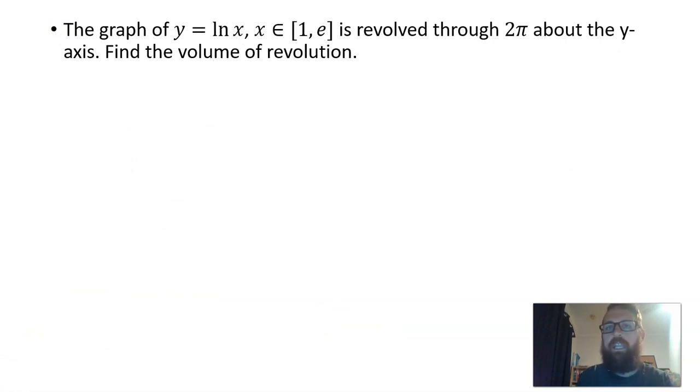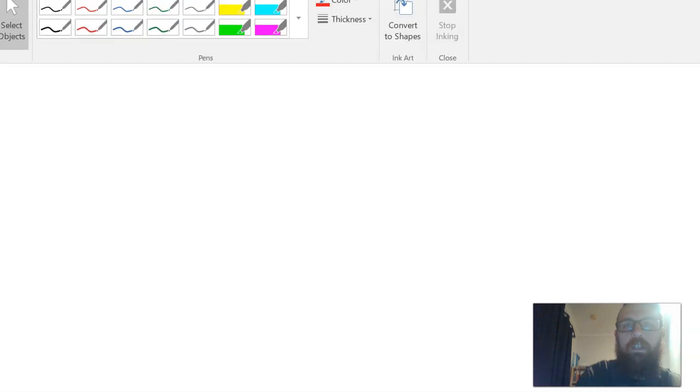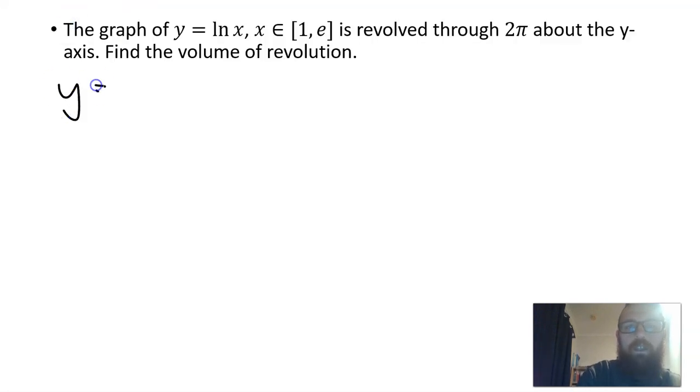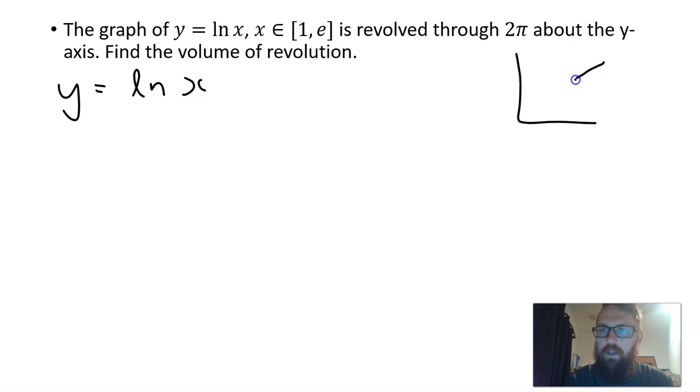The graph of y equals ln x on the bounds 1 to e is revolved through 2 pi, or 360 degrees, about the y-axis. Find the volume of revolution. So at the moment we've got y equals ln of x. The first thing we want to do is work out if that function is one-to-one. You can graph that, and it looks something like this. No matter where you put your line through, it always hits once, so we can check that first bit off.